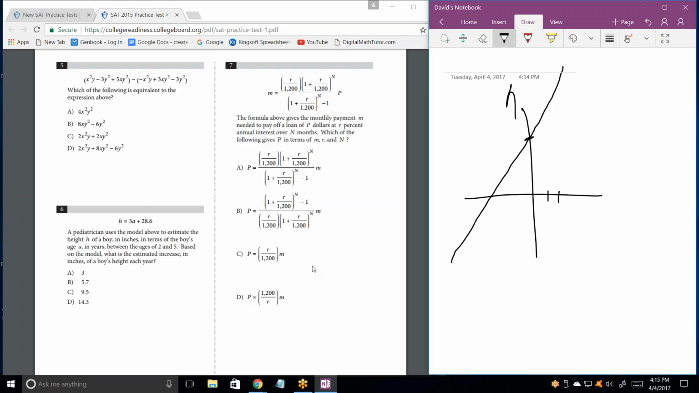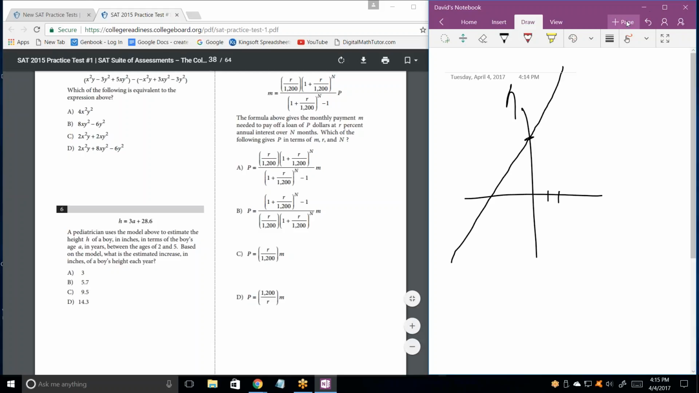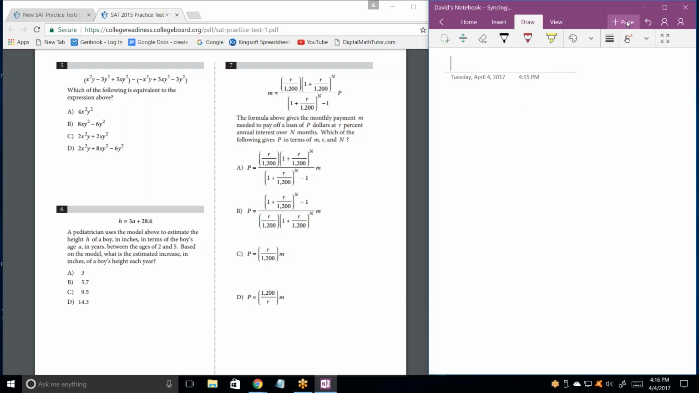The next one is one of my favorite problems on here. Okay. Looks nice, doesn't it? Number 7. At first glance, it looks a little complicated. I don't blame you for saying that. That's their intent. Their intent is to make it confusing. Okay, let me read it. Formula gives the monthly payment needed to pay off a loan of dollars at 5%. This actually is very illustrative of SAT. They go out of their way to confuse you.